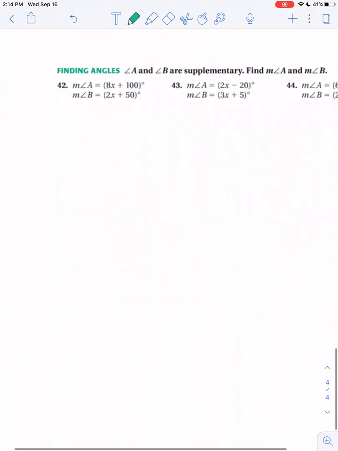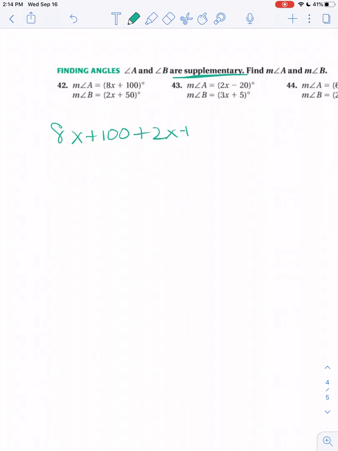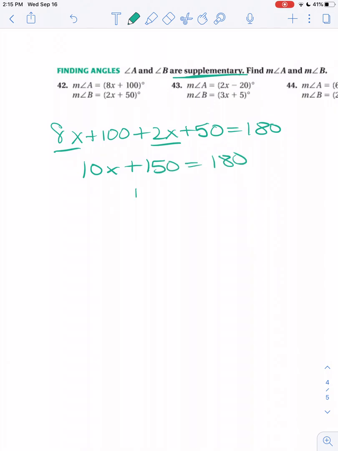Let's try one more, but this time they're supplementary. So we know we're going to add them together, set them equal to 180. So we get 8x plus 100 plus 2x plus 50 equals 180. Combine our like terms, you get 10x plus 150 equals 180. Subtract 150 from each side, we get 10x equals 30, therefore x equals 3.